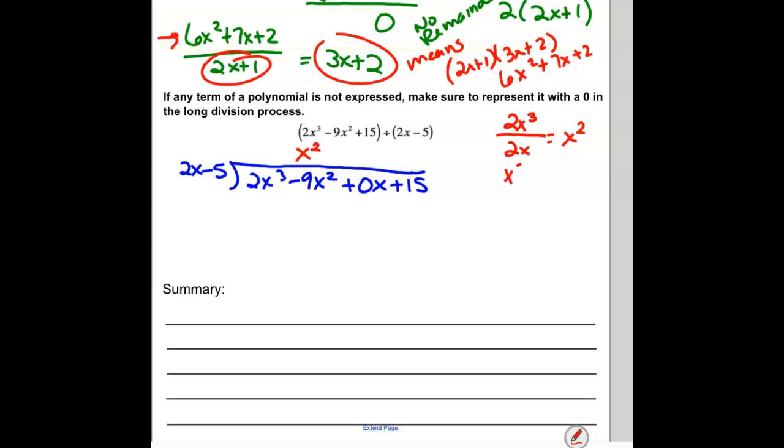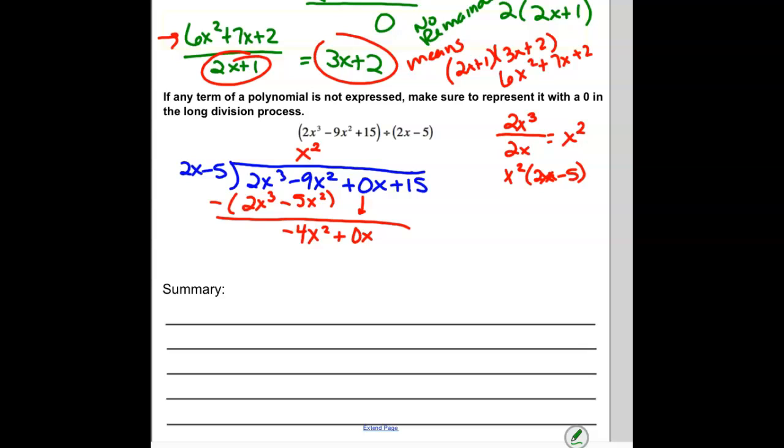Then I take x squared times 2x minus 5 to figure out what I write on the bottom. So I have 2x cubed minus 5x squared. We're subtracting, so our cubes drop out. We have a negative 9, and we're subtracting a negative 5, so we're adding 5 to negative 9. We have negative 4x squared. Then we're going to bring down our 0x to hold that spot.